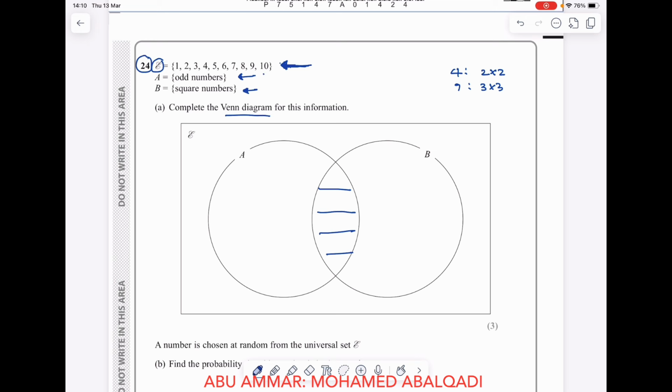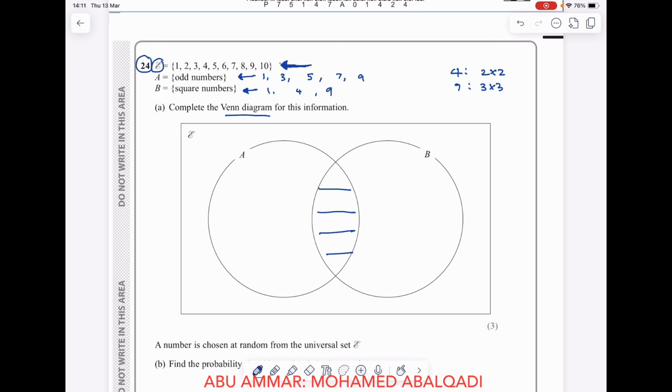So from the list, we can see 1 is an odd number, followed by 3, followed by 5, followed by 7, followed by 9. Next, we will list all the square numbers that will go in section B. So a square number is the result that you get when you multiply a number by itself. So we can see our first square number is 1, followed by 4, followed by 9.